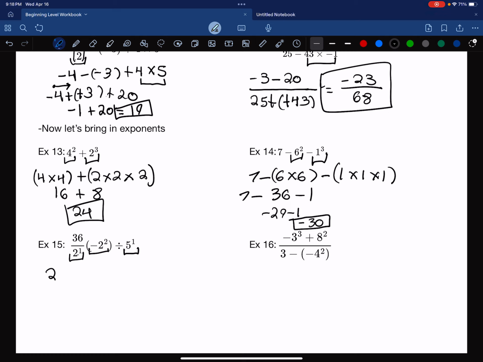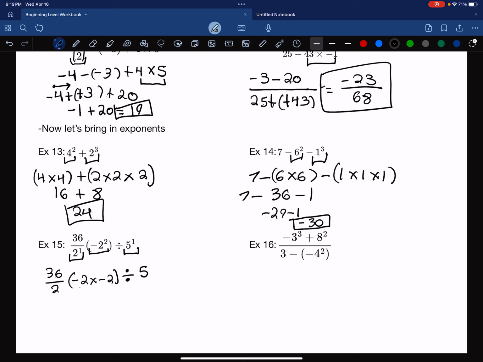If we have 2 to the first power, we can't multiply anything, because it's just 2. You can't multiply 2 times 2 because it's to the first power. So that just means we get 2 on its own. So let me actually do 36 divided by 2, then negative 2 squared, that's negative 2 times negative 2, and then divided by 5 to the first power. Like I mentioned before, anything to the first power just leaves us with whatever that number is, because we can't multiply anything by 5 since it's just to the first power.